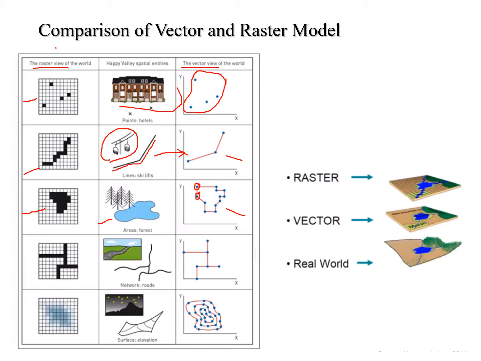Like I can say it is a road network. So the network will be looking like this, okay, and it will be looking like this here.